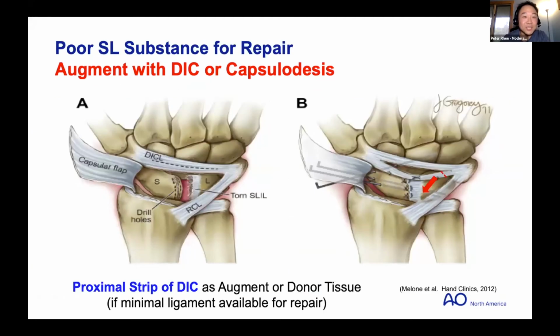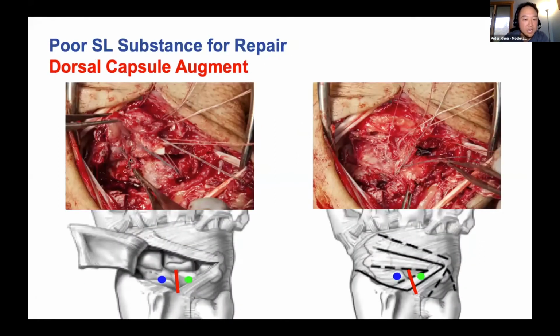If you have poor substance, let's say a lot of that SL is just really ratty and hard to get back together, and you put your suture anchors in, you can use part of that DIC, which is why I like to do the ligament-sparing capsulotomy, to just add a little bit of soft tissue augment. Then you can use those suture anchors to pull those down. Or similarly, you can use those suture anchor tails to pull through the capsule and do a capsular repair too, and reconstruct that dorsal capsulo-scapholunate septum.